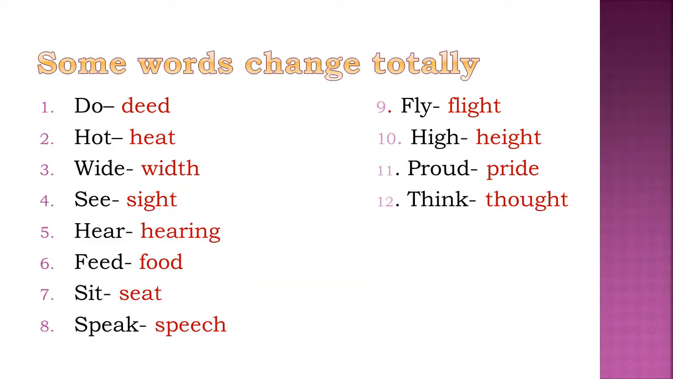Some words change totally when they are used as abstract nouns. Some of these words are do, deed; hot, heat; wide, width; see, sight; hear, hearing; feed, food; sit, seat; speak, speech; fly, flight; high, height; proud, pride; think, thought.